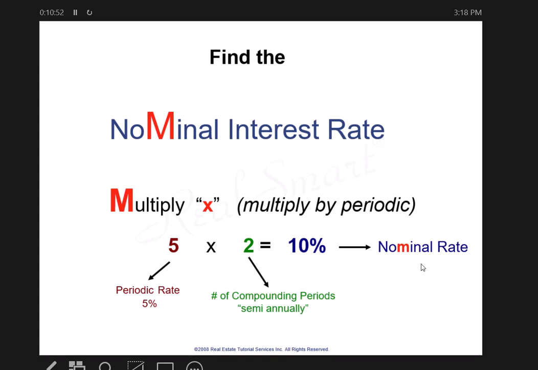So just to recap, to find periodic, we divide. To find nominal, we multiply. So hopefully that's a little bit of help, but that's just a tidbit of what we do.